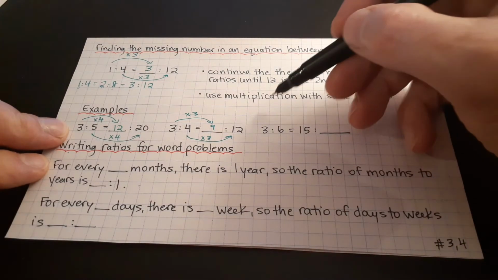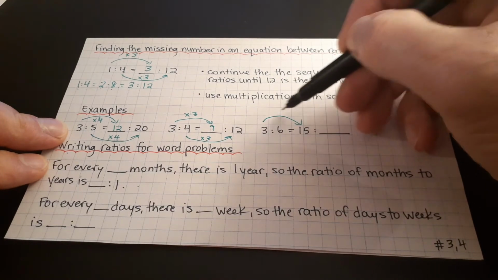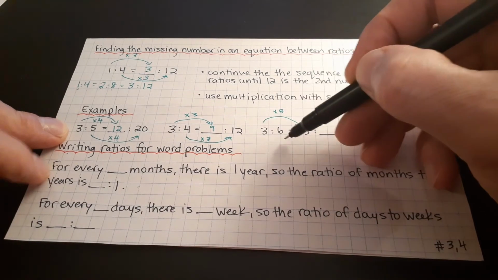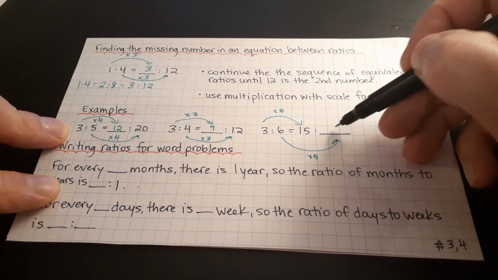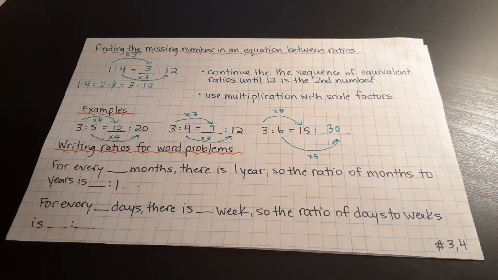And then over here, to get from 3 to 15, I have to multiply by 5. And to get from 6 to the next number, I have to multiply this by 5. So that becomes 30.